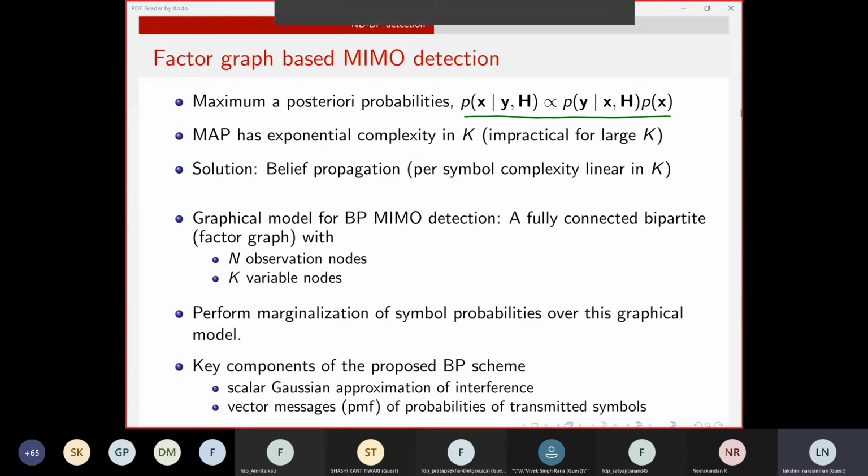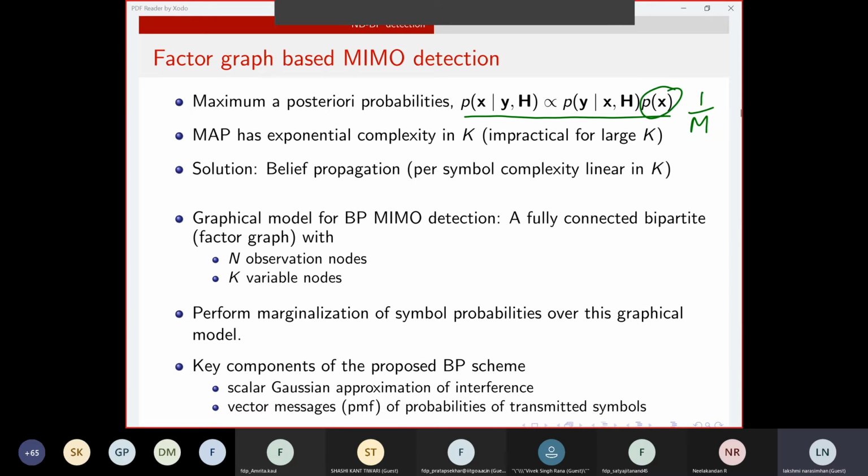The map equation factorizes into the likelihoods and the prior probabilities. In this case, to make things simple, let us assume all the constellation points that we have are equally likely. That is, any constellation point could have been transmitted with equal probability. So if we have m points, then the probability of xi being one of the particular constellation values is 1 by m, uniformly distributed.